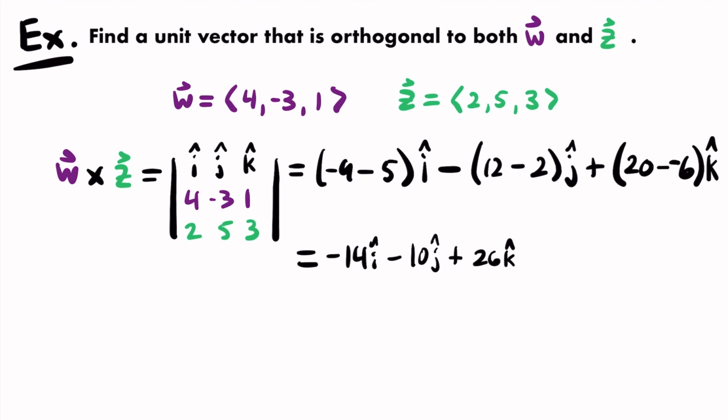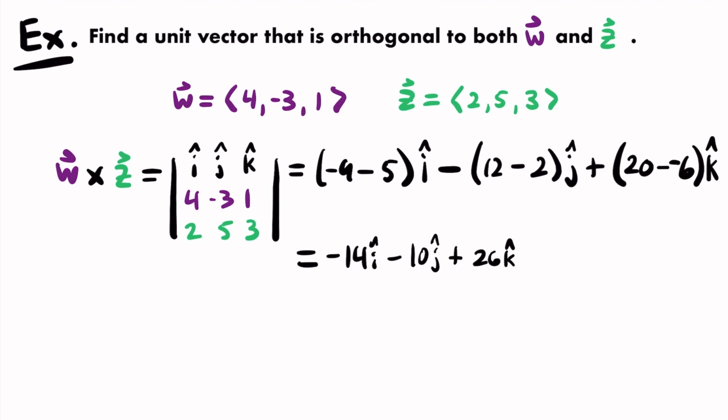26k. All right, so what we have here is the cross product of vector w and vector z. It is a vector that is orthogonal to both vector w and vector z, but it is not a unit vector. So now what we have to do is find a unit vector in the same direction as this vector.